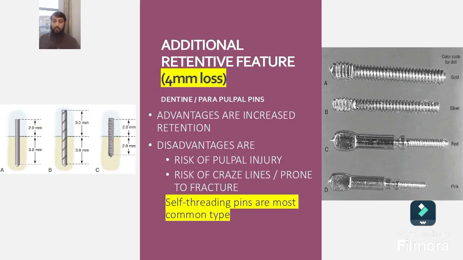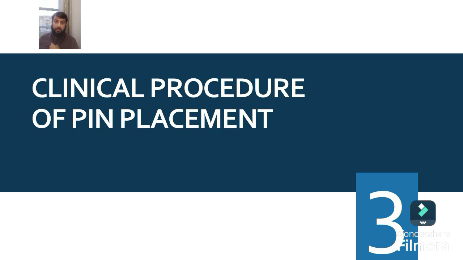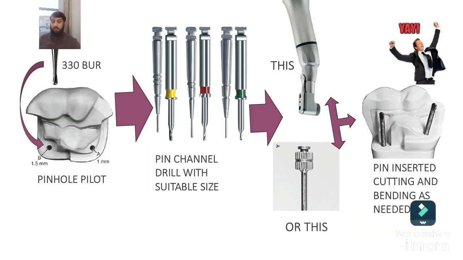How are we going to place dentine pins? Now you have studied about the slots and dentine pins. How are we going to place dentine pins? Here again you can see we have got number 330 bar. You will be thinking that number 330 bar is a hot favorite. Yes, it is. So we are going to produce first a pilot hole in the dentine where we are going to place the dentine pins.